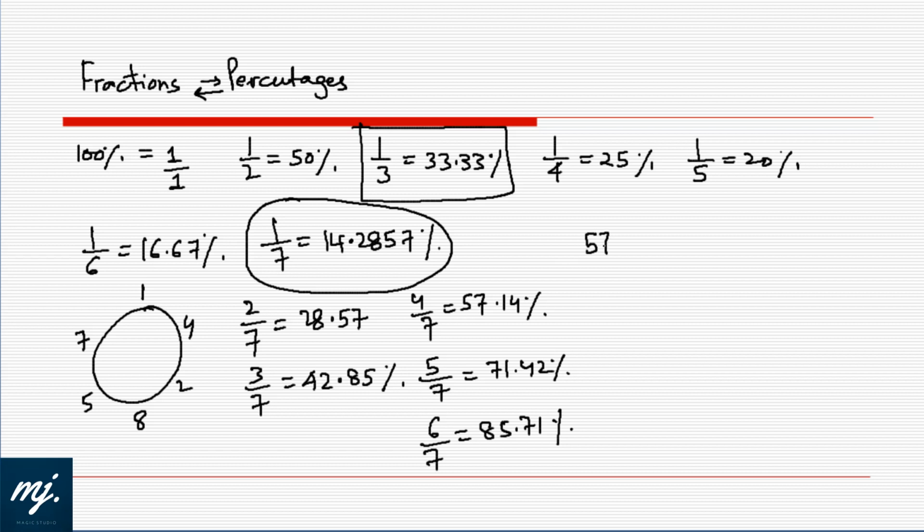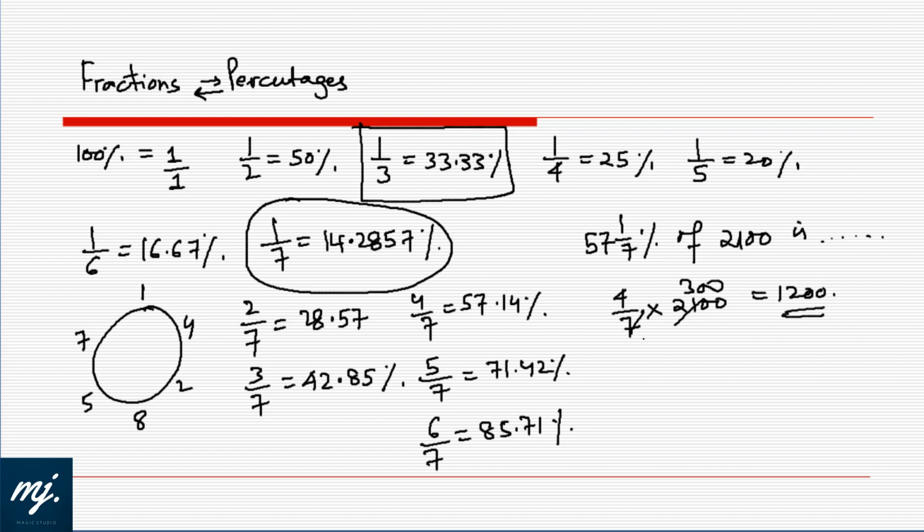So in some question it would be given that calculate 57 1 by 7 percentage of 2100 is something like this. Now 57 1 by 7, we need to understand that 1 by 7 is 0.14, that is 57.14%, which is nothing but they are asking us to calculate 4/7 of the given number. Now 4/7 of the given number is 1200. So if we are comfortable with these kind of fractions and their conversion to percentage and vice versa, our life will actually become very easy while solving questions of percentages.